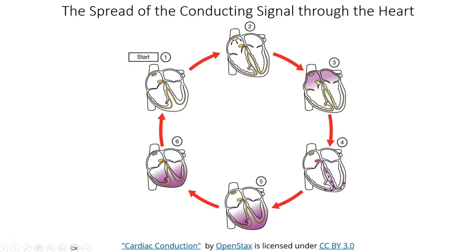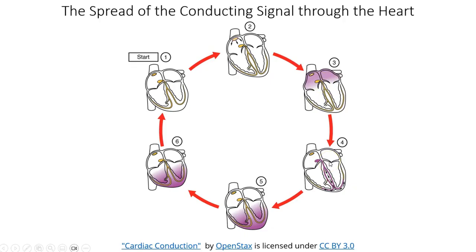There's going to be, again, that delay so that the atria and ventricles are not contracting at the same time. So we've got this purplish color showing that signal has passed through the atria. They are going to contract. We can see those valves are going to be open at this particular point in time, but we are not getting signaling to the ventricles just yet.